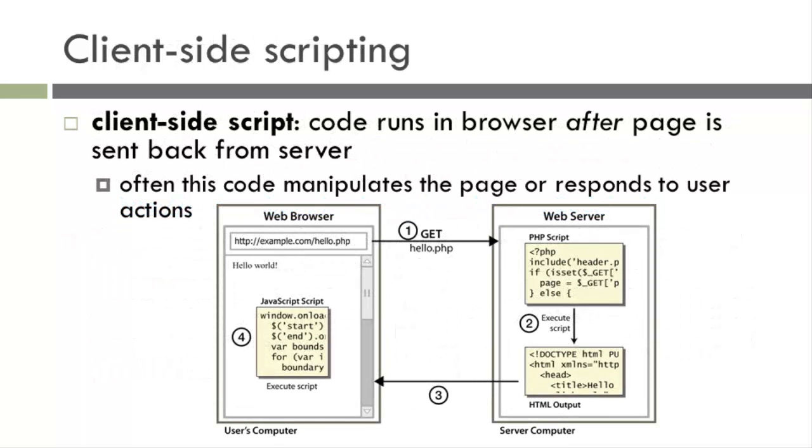JavaScript is client-side scripting, or client-side code. This is code that runs in the web browser after the page is sent back from the server. This code is often used to manipulate the page or respond to user interaction. So, for a typical request, the web browser makes a request to the web server, which might run some PHP code or do other work. The HTML document is then retrieved or built and then sent to the web browser. At this time, the JavaScript code can then be executed.